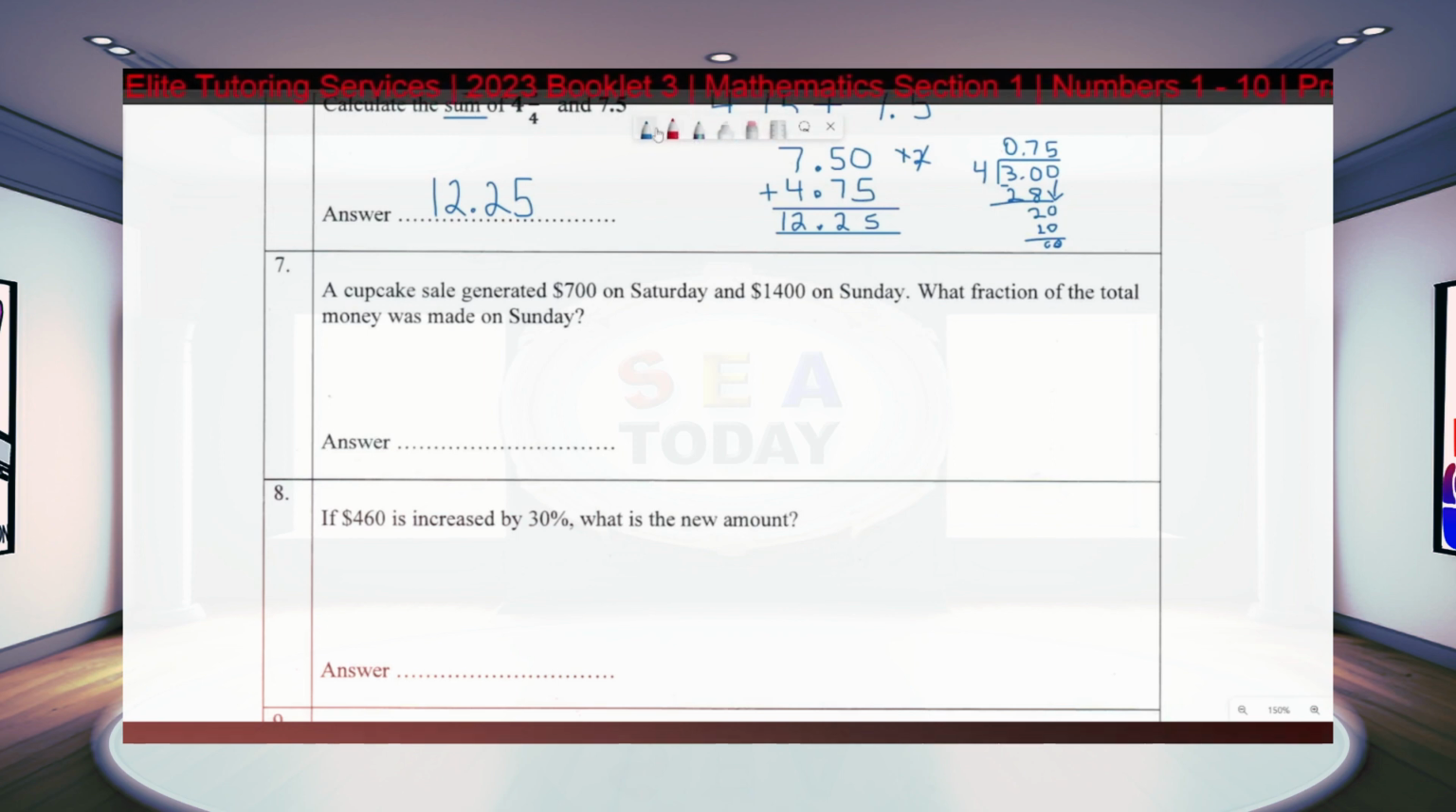A cupcake sale generated $700 on Saturday and $1,400 on Sunday. What fraction of the total money was made on Sunday? Okay, so we're trying to create a fraction, and they told us that $700 was for Saturday and $1,400 was for Sunday. So fractions are always written out of a total or over a total. So we have to first figure out, well, what's the total amount of money, and we're just going to add up Saturday's money with Sunday's money.